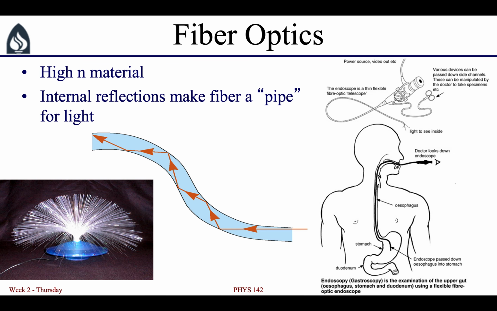One application of this is in fiber optics. So fiber optics are long, very thin cylinders made of a high index of refraction material, usually glass or sometimes plastic. And since it's a high index of refraction material, most angles will totally internally reflect. And so these internal reflections make the fiber a pipe for light. They carry the light from one end of the fiber to another.